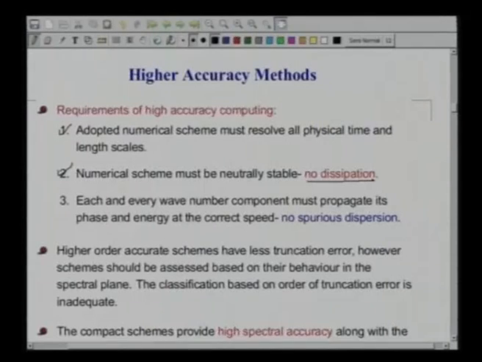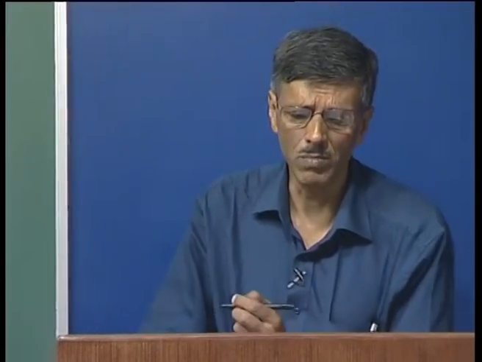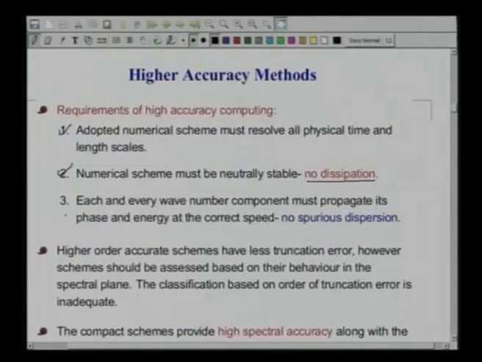Now, we also saw in the previous slide that there is another source of error, where the numerical phase speed becomes a function of wave number, and we said that is a hallmark of a dispersive system. We do not even want that, and that is what we have stated in point 3, that each and every wave number component should propagate its phase and energy at the correct speed, and that, I have stated to you, is the group velocity. So, we will go ahead and figure out how these things are evaluated, and we will find out how to avoid spurious dispersion. Okay. So, that is that. These are the 3 prime requirements of a high accuracy computing system.